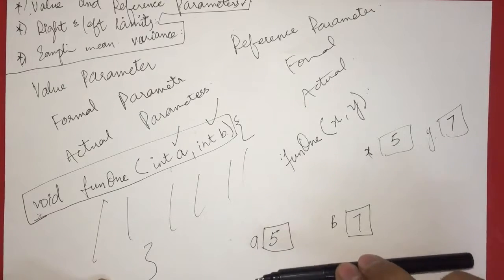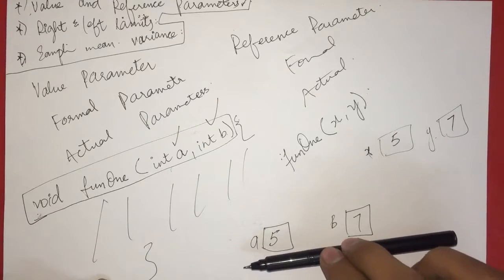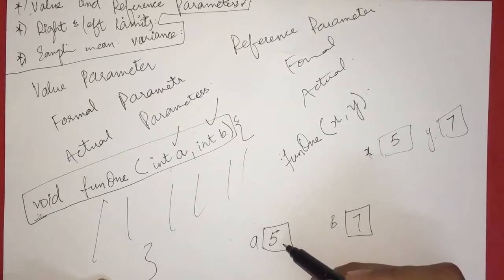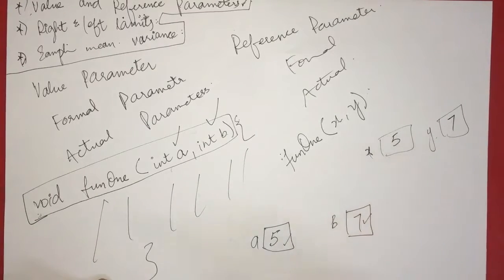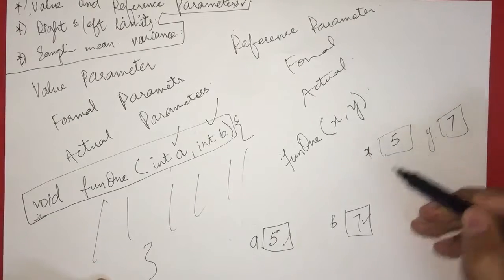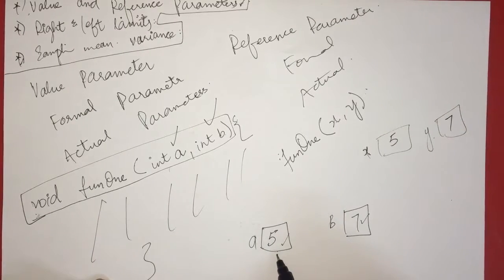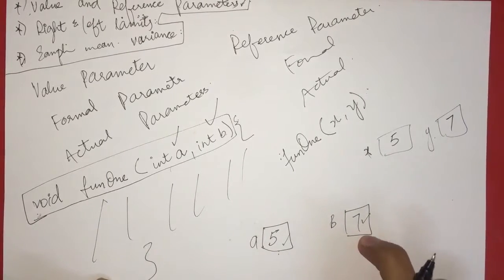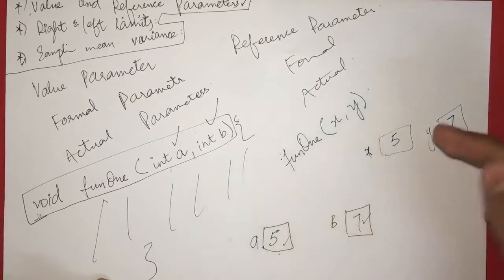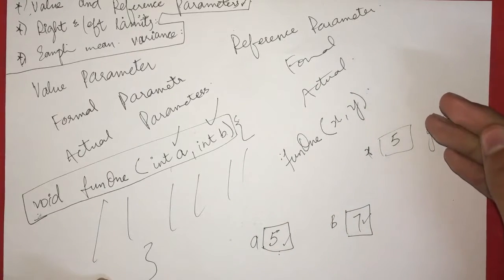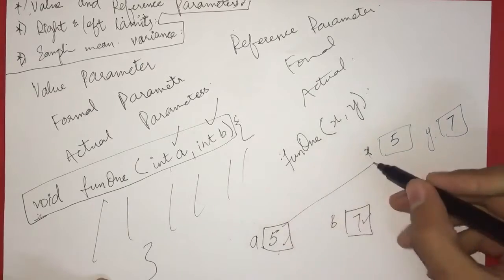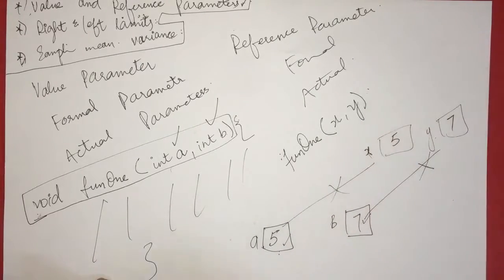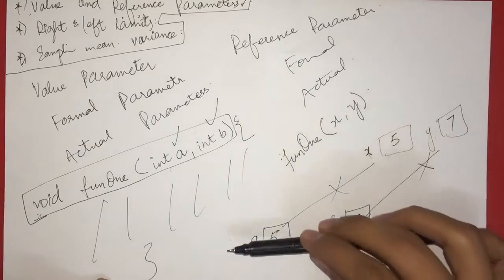It means whatever happens to these memory locations, whatever formulas or whatever happens to these values right here, is not going to affect your actual parameters, because they contain separate copies. This has a separate 5 and this has a separate 7. They have their own copies of the actual parameters, so they have no connection with your actual parameters after the values are copied.